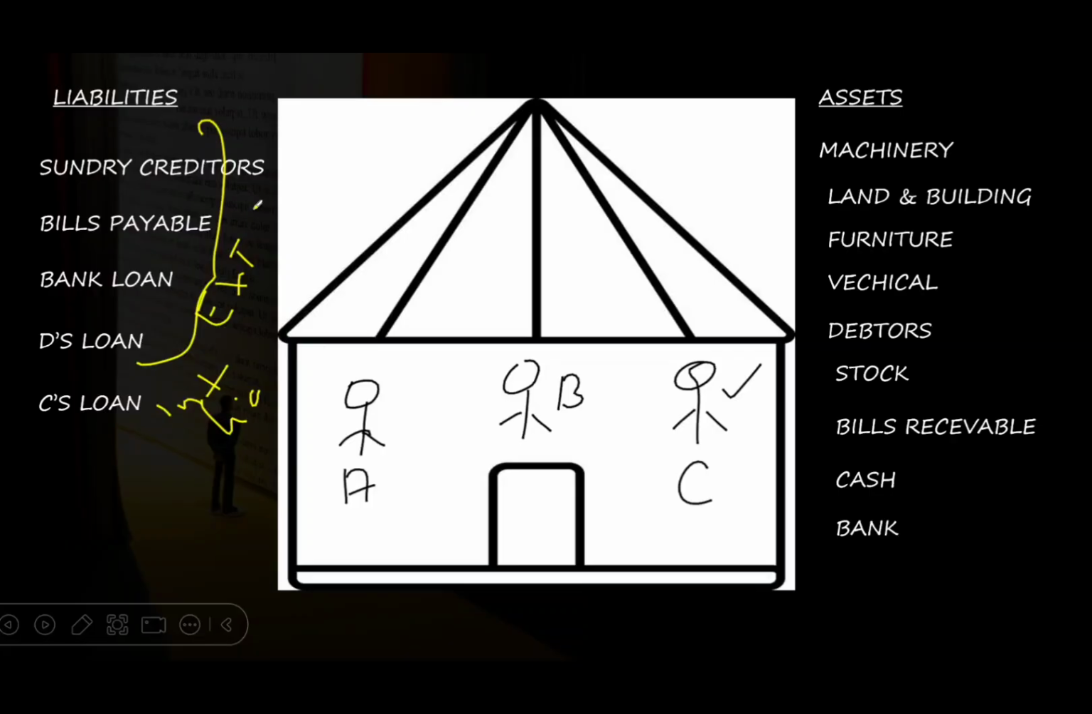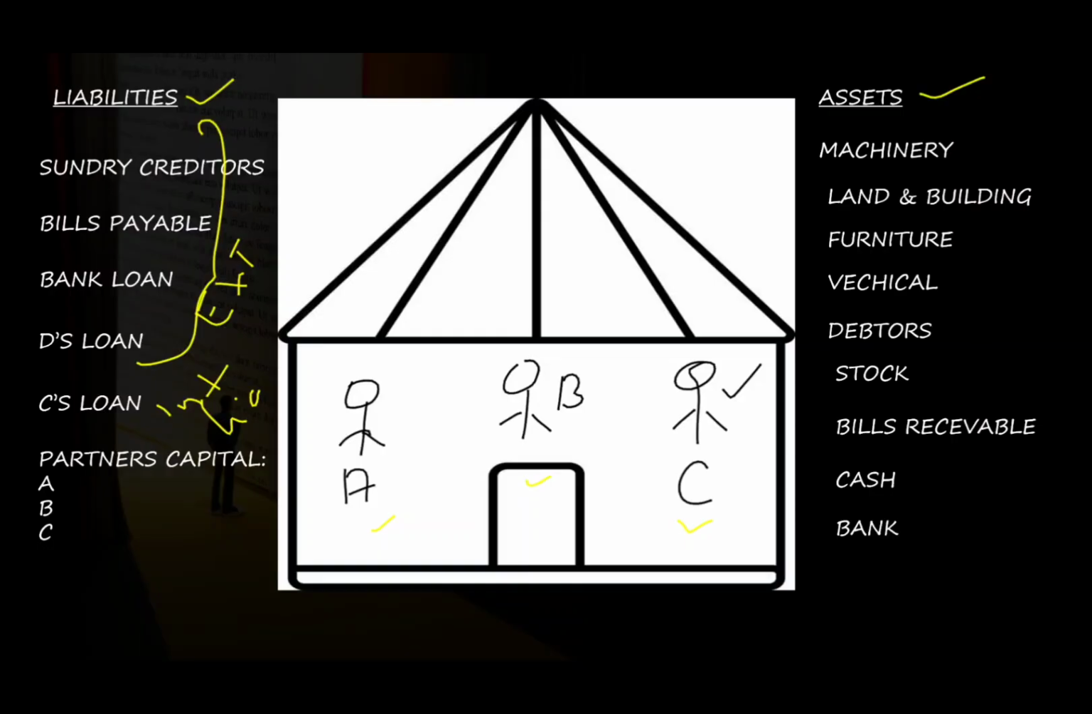And then finally, there will be capitals which are contributed by all the three partners. Partners' capital A, B, C is a liability. So under realization account and partners capital account, we are going to see how to treat all these assets and liabilities to close the books of accounts.